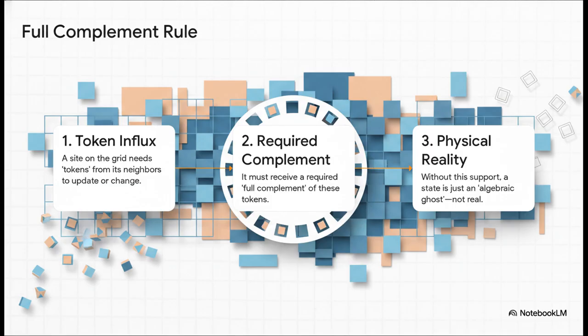Here's how it works. For a state to even exist at a specific spot on the grid, it needs physical support. It has to receive a full complement of energy and information tokens from its neighbors. If it doesn't get that local support, it literally doesn't matter if it's the most perfect mathematical solution in the world. The universe just can't build it. It becomes what's called an algebraic ghost, a phantom that looks good on paper but can't exist in our physical reality. And this is just one of the new hurdles a state has to clear.